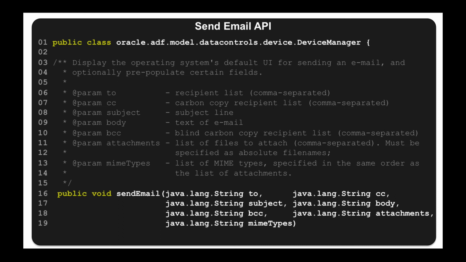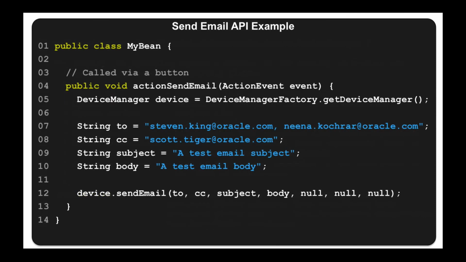Given that we've seen the API examples, now let's actually look at a real example of using this API in order to send an email out. Returning to our myBean example that we just hardwired in the managed beans and the action send email method, we can see that the very first thing we need to do is get access to the device manager singleton provided by the DeviceManagerFactory.getDeviceManager method.